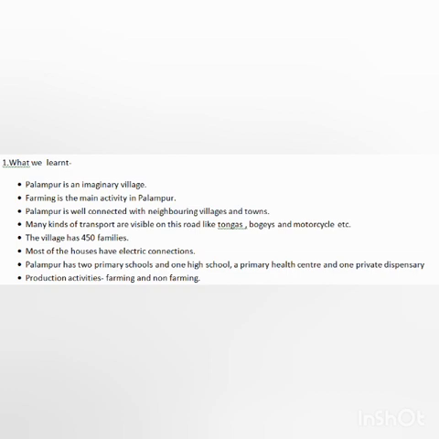Many kinds of transport are visible on this road like tangas, bogies, motorcycles, etc. The village has 450 families. Most of the houses have electric connections. Palampur has 2 primary schools, 1 high school, a primary health center, and 1 private dispensary. Production activities: here you will get 2 types of production activities, farming and non-farming.